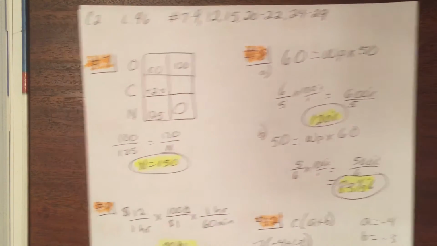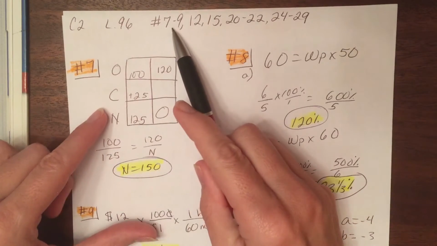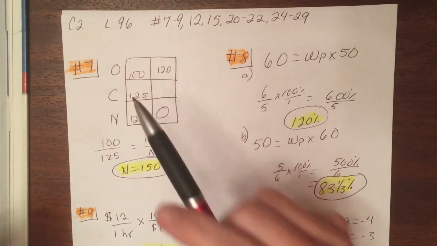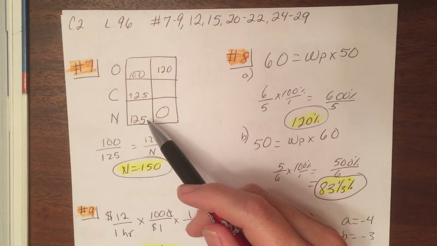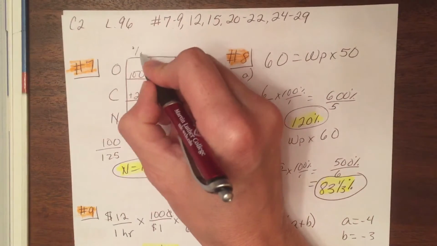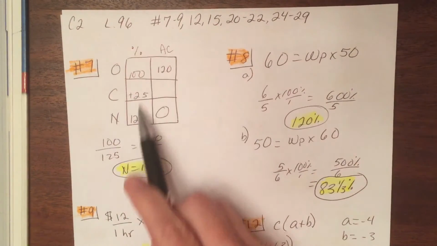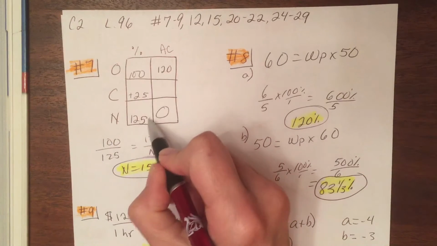Okay, so it's time to check our work from lesson 96. Our first problem that was assigned was number 7. Number 7 is an original change new problem. It says that the number of customers increased 25%, so I filled out my percent category. And my new percent, because of the increase of 25%, my new percent is 125%.